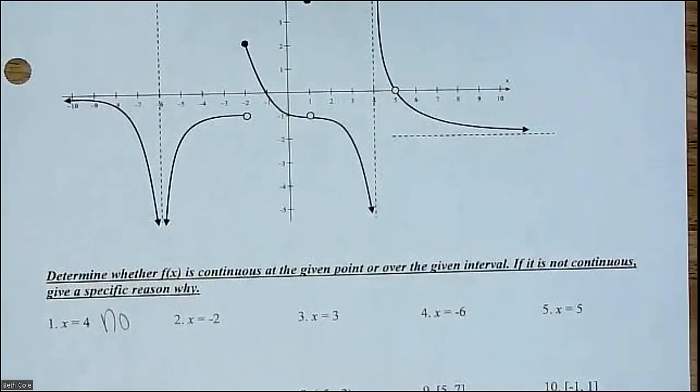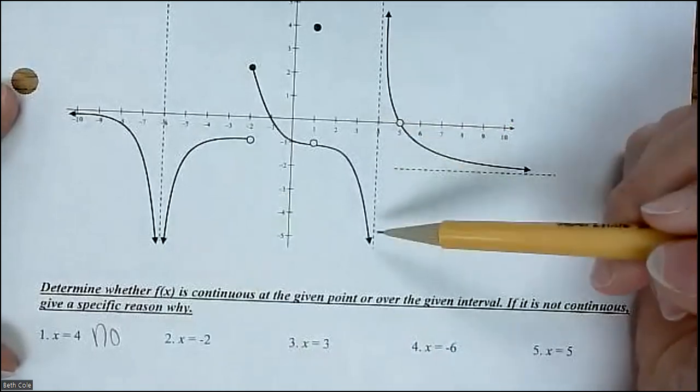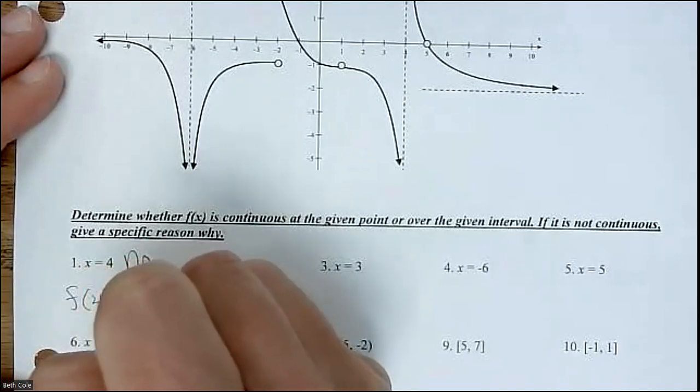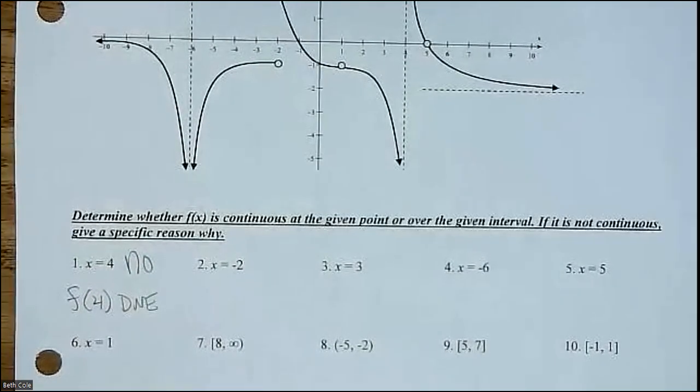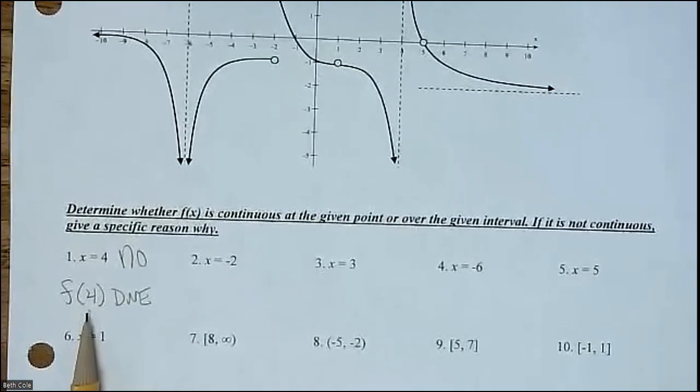Now you want to go through the rules in order. There's a point, there's a limit, they agree. Because that's in order easiest to most difficult. Start with the easiest. There's a point, there's a limit, they agree. So when you look at 4, is there a point at 4? No. So you're going to say f of 4 does not exist. Now there's also not a limit at 4. So you could also say limit as x approaches 4 of the function does not exist. But this is easier. Go with the easier thing.